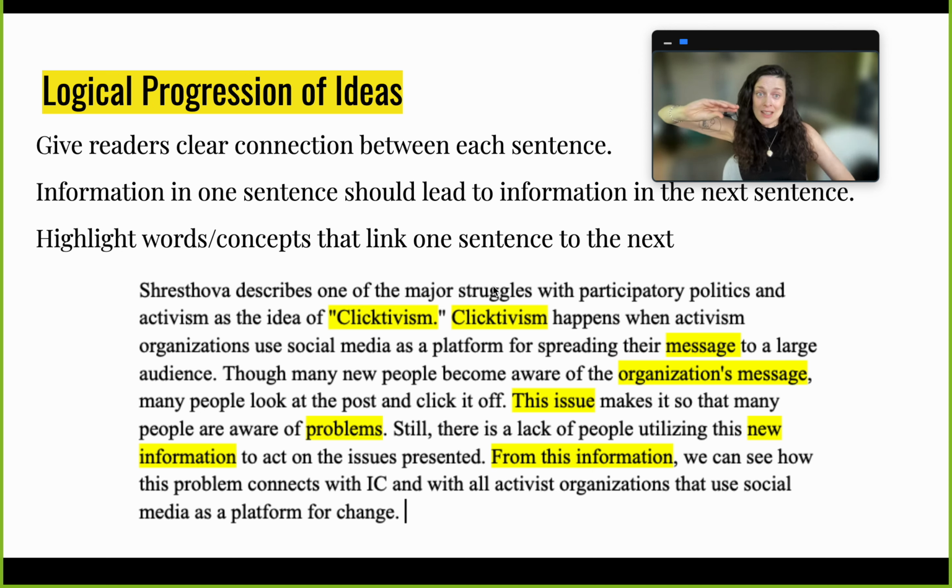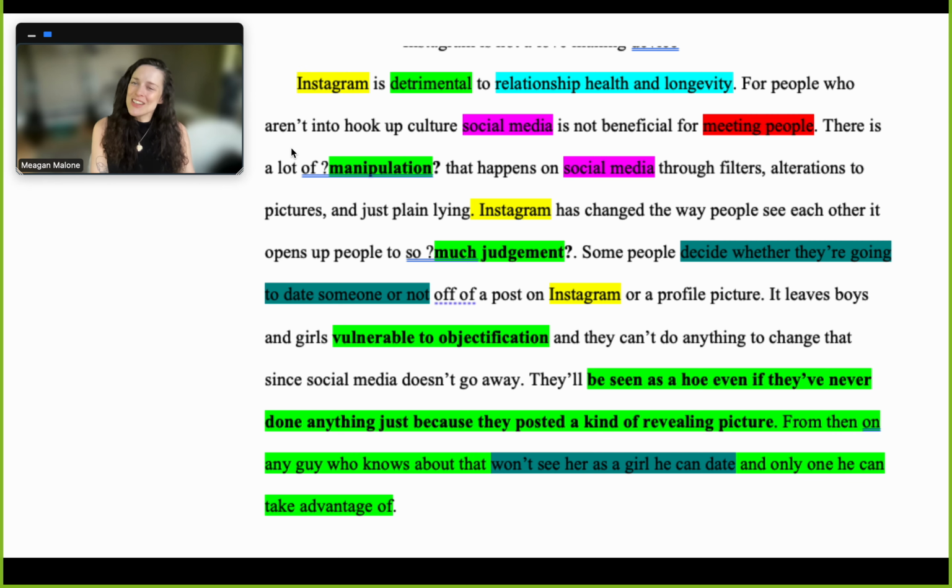Some idea in one sentence needs to be present in the previous one and needs to connect with something in the following sentence. So let's look at an example where that did not really happen. I tried to use this highlighting feature and find similarities between all of the sentences, but I was unable to do so. So I highlighted Instagram, and then I highlighted detrimental, and I highlighted relationship health and longevity, because that's really what this is all about. So Instagram is the platform. Detrimental is saying that it's a negative thing. It's not good. There's problems going on. And then this is the topic we're discussing.